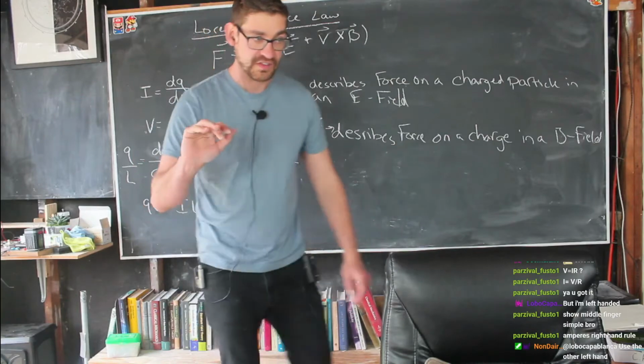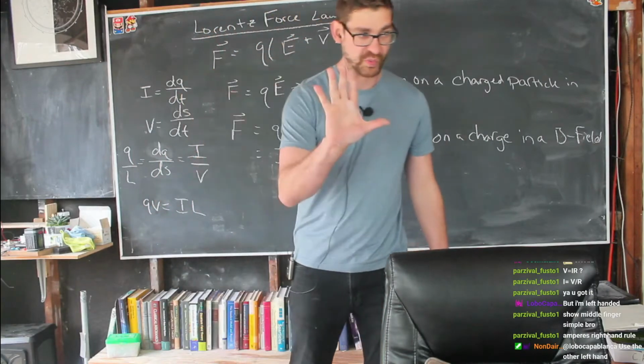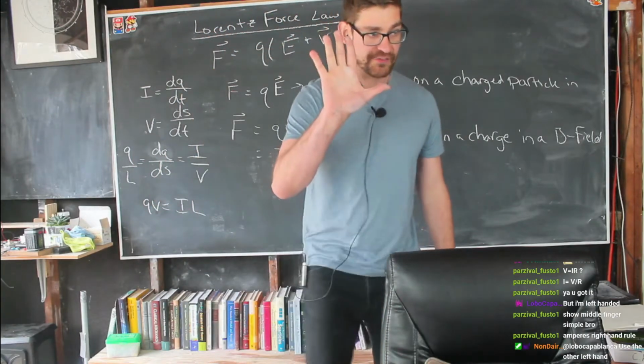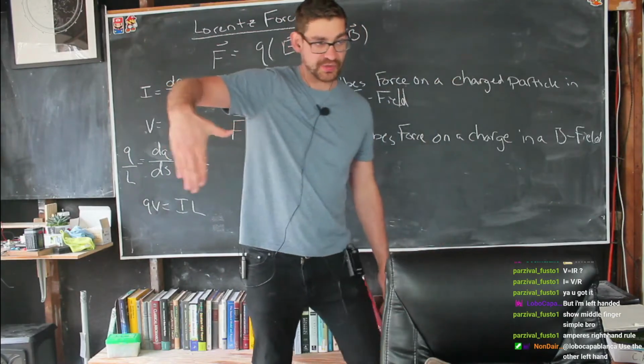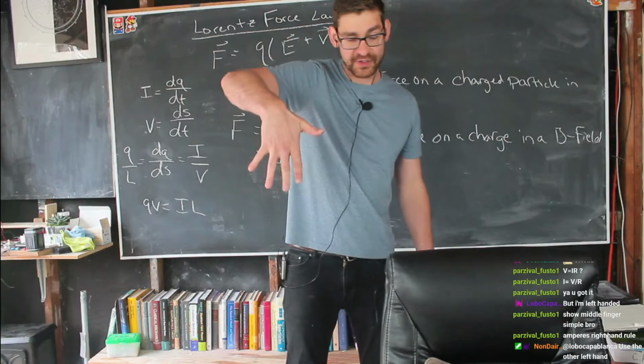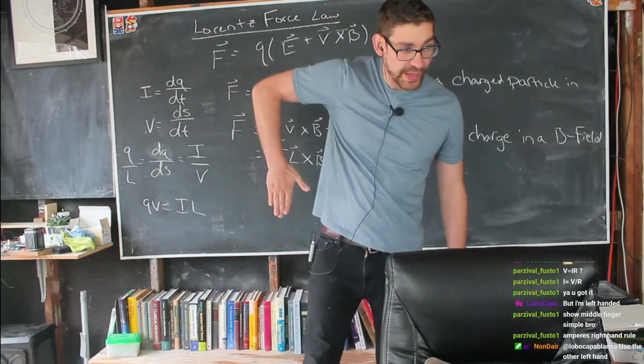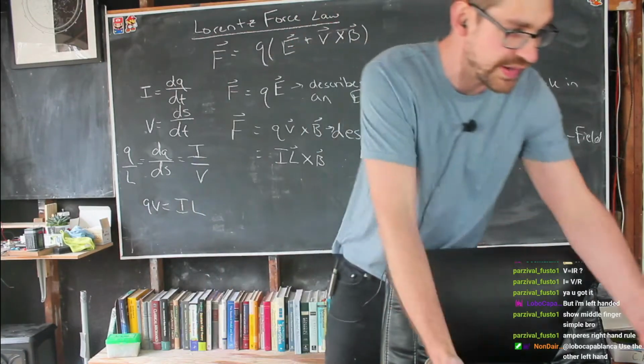So for instance, if we have a charged particle going this way and a magnetic field going up, the force is this way. Okay? If we have a charged particle still going this way, but now the magnetic field's going down, our force is this way. Okay? So those are the way we do the right-hand rules.